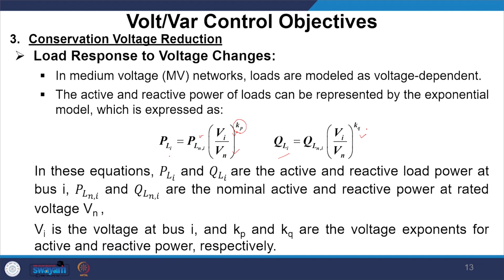We want to emphasize that the real power and reactive power are strongly dependent on the voltage experienced at the terminal point. In this equation, both P_Li and Q_Li are the active and reactive load power at bus i. P_LN and Q_LN are the nominal active and reactive power at rated voltage V_n, and V_i is the voltage at bus i, and Kp and Kq are the voltage exponents for active and reactive power respectively.